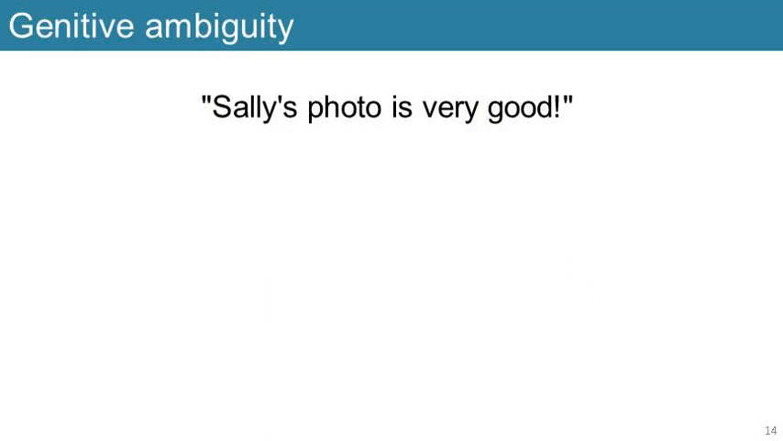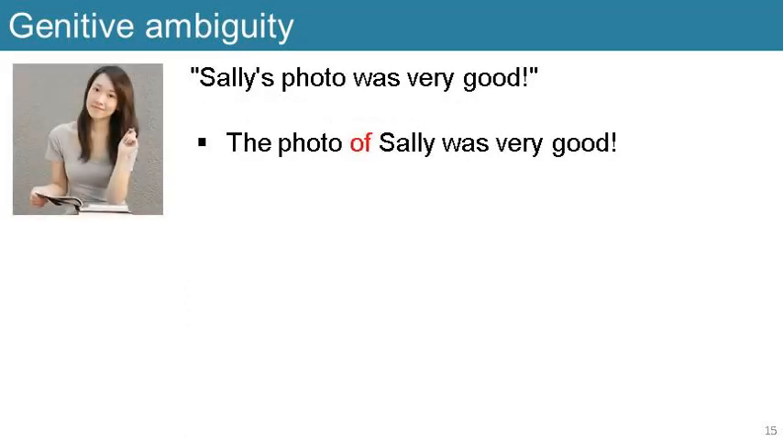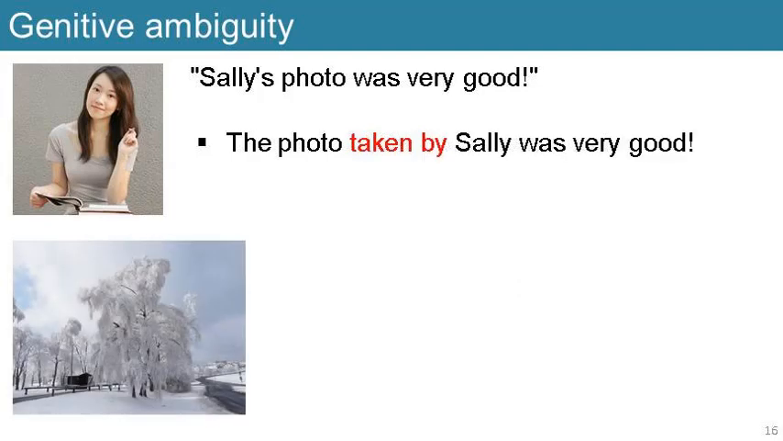But in certain contexts there is more likelihood of ambiguity. For example, imagine John is telling you about an online collection of photos by and of various mutual friends. How would you interpret John's claim that Sally's photo was very good? If the photo that John was thinking about is the one shown here, and the girl in the photograph is Sally, then it's pretty clear that he meant the photo of Sally was very good. If, on the other hand, Sally was a photographer and the photo John was thinking of was the winter scene, then John clearly meant the photo taken by Sally was very good.